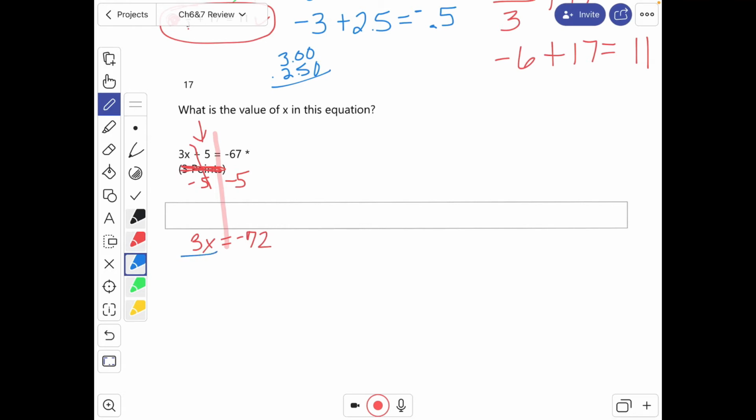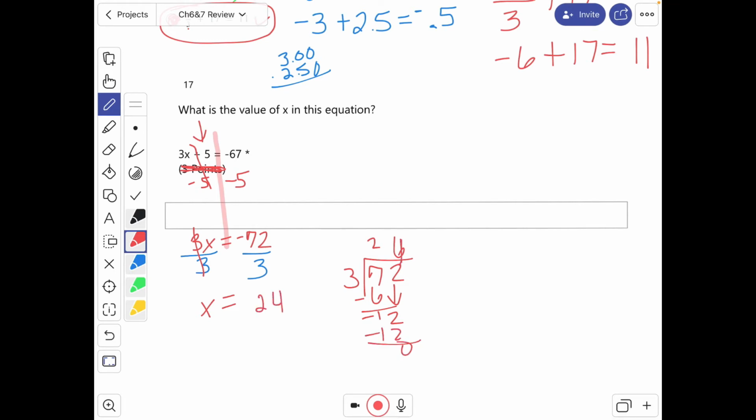And then we want to do the opposite of multiplying by 3, which would be dividing by 3. And you must do it on both sides. The 3's will cancel. X comes straight down, equal sign straight down. And 72 divided by 3 would be 24. And it was a negative divided by a positive, so it's negative 24. Our answer is negative 24.